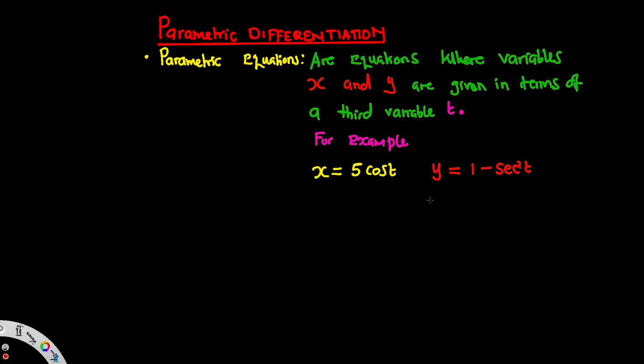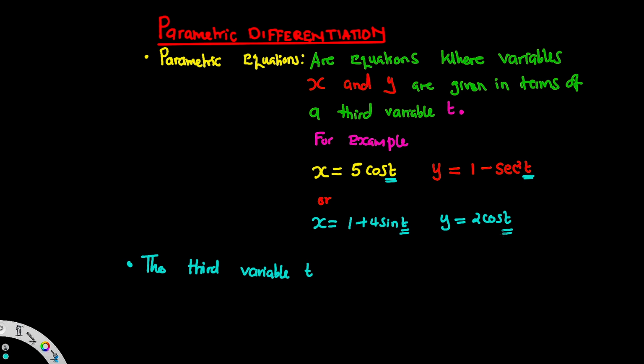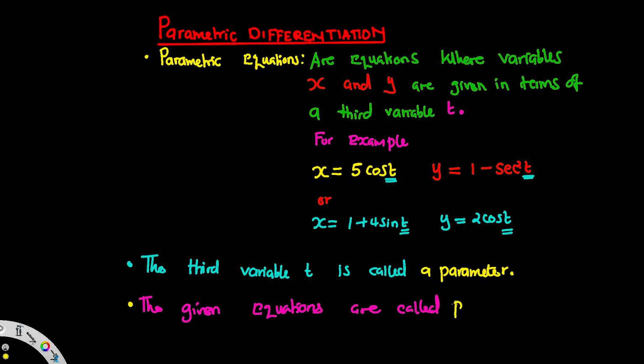Another example in this regard is x equals 1 plus 4 sin t, and also y equals 2 cos t. Now t is the third variable, and t is going to be the parameter. So if you are told to identify the parameter, this t in these two equations is the parameter, and we can now say the given equations x, y are the parametric equations.